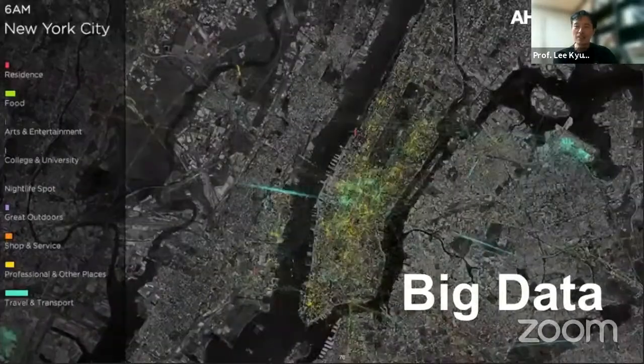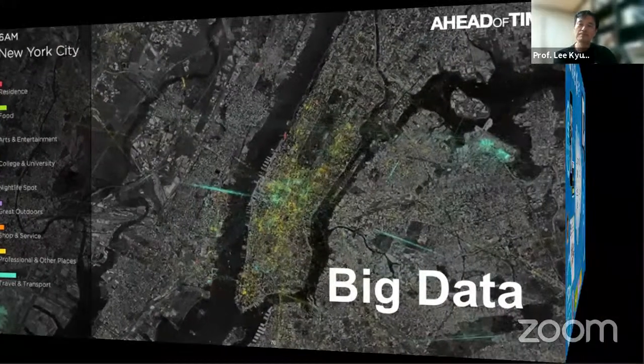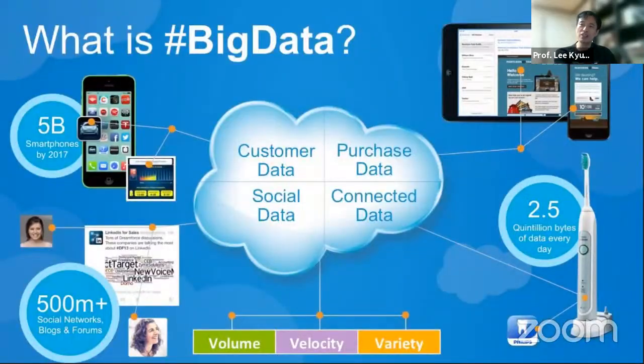Big data is a field that treats ways to analyze, systematically extract information from, or otherwise deal with data sets that are too large or complex to be dealt with by traditional data processing application software. A huge amount of data is produced every day: customer data, purchase data, social data, connected data, etc. If we analyze the big data well, we can produce some valuable information from it.